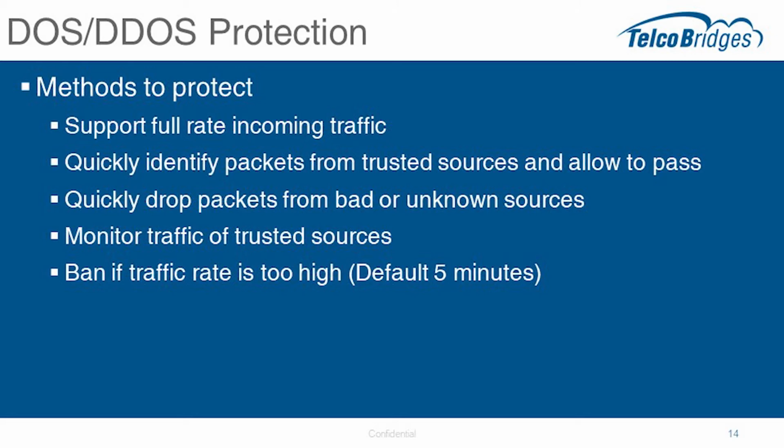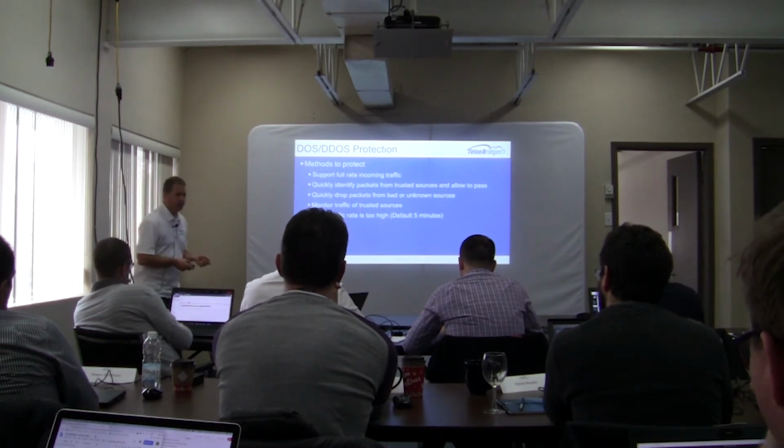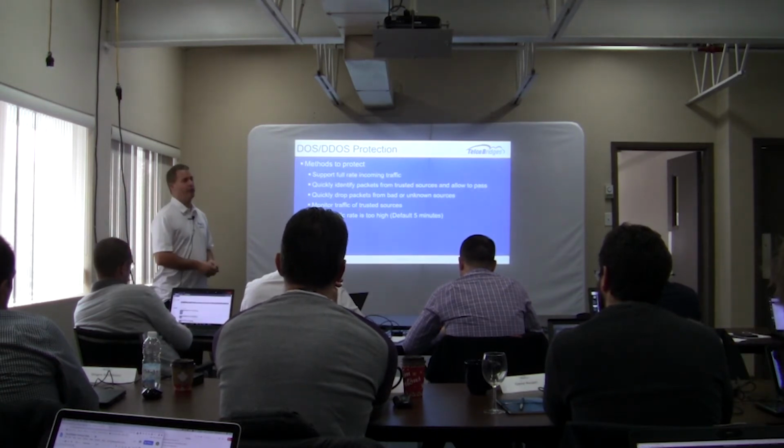So what we do, and I'll show you that, is we ban the source if the traffic rate is too high. The default, if you don't change any of the configuration, is 5 minutes. So if the received information crosses a certain threshold, we'll block this source for 5 minutes. For the next 5 minutes, if we receive something from them, we'll drop it right away. After 5 minutes, we'll open it up again and see if it's still in this condition. If it crosses the threshold again, then we'll drop those packets for 5 more minutes.